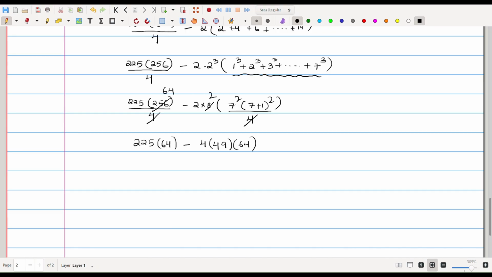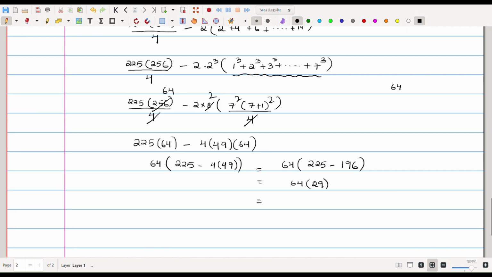Instead of multiplying these two, I can take 64 common so that our calculation becomes easy. So this is 64 into 225 minus 4 into 49. If you calculate it, we get 196. So 64 into 225 minus 196. If you subtract this, we get 29. So multiplying these two, 64 into 29, is our required answer.